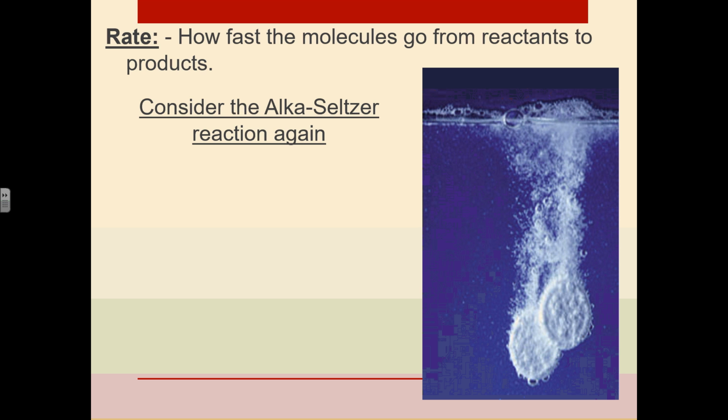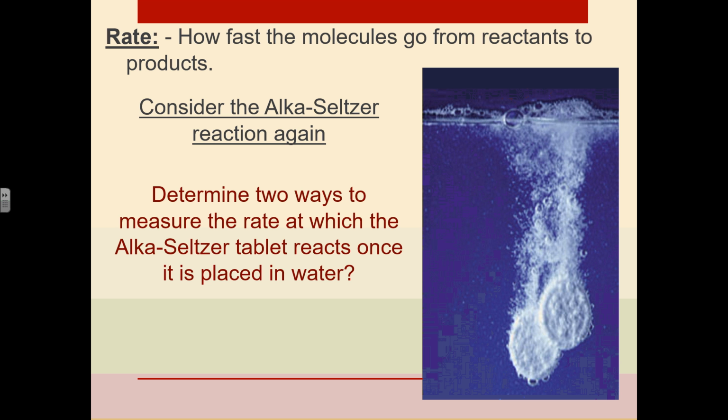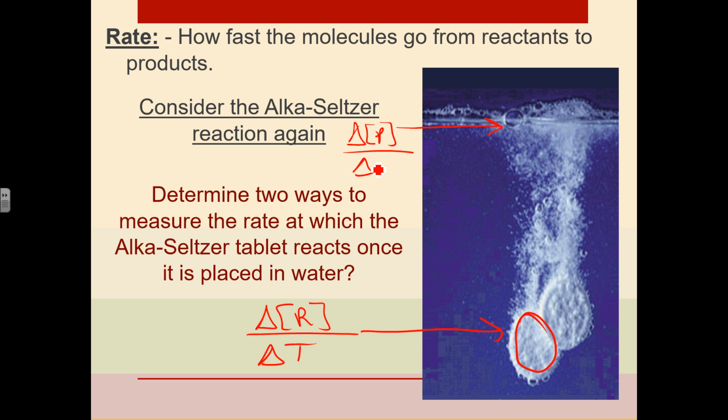If I were to drop an Alka-Seltzer tablet into water and I asked you to figure out a way to measure the rate of the reaction, some of you might say, let's take a look at the tablet and see how fast it takes for it to disappear. In which case, you would be looking at the change in the concentration of the reactant over time. Some of you might say, I think it would be much neater to look at the production of the CO2. So you would look at the change in the concentration of the product over time.